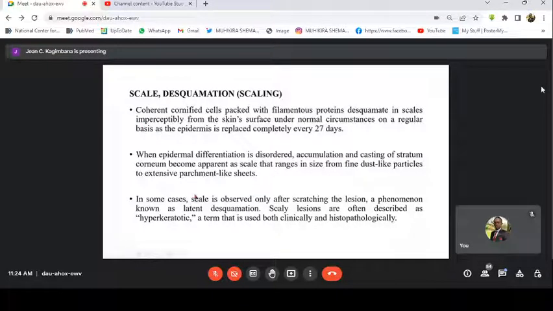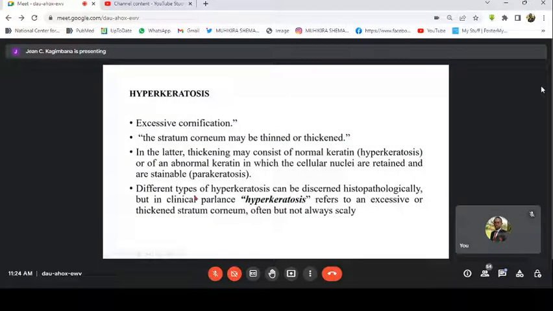It's the same here. Hyperkeratosis. It's excessive cornification. Remember, in our upper layer, the upper layer of the epidermis. Yes, cornea. Now, what is the upper layer of the epidermis? This layer, how do you call it? Stratum corneum.